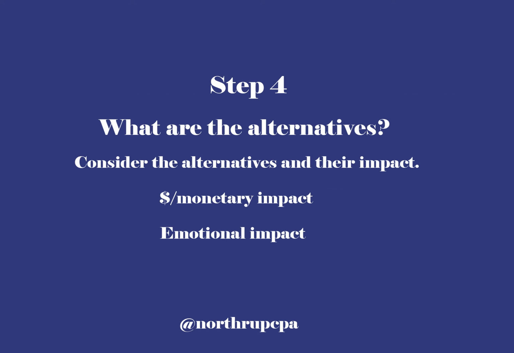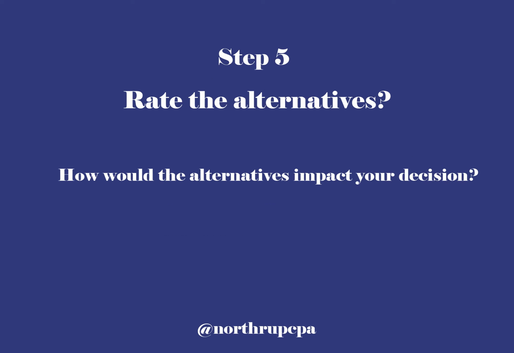Step 4 is, what are the alternatives? Consider the alternatives and their impact. Look at the dollar or the monetary impact, as well as the emotional impact. Step 5 is rating the alternatives. How would the alternatives impact your decision? That's the question to ask.